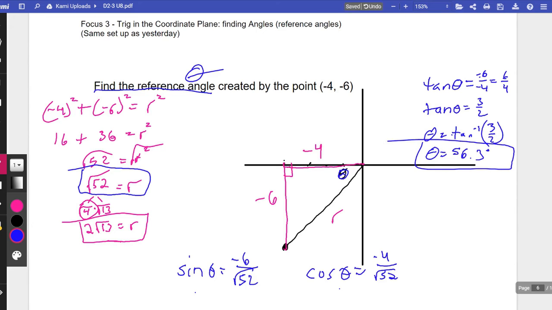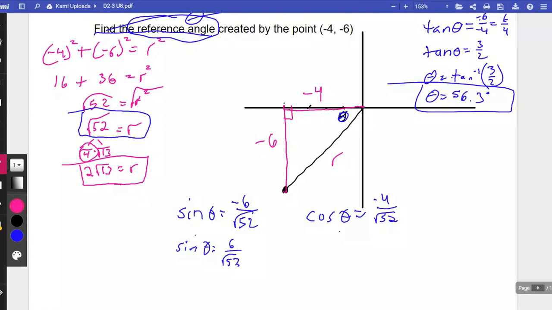In Focus 3, it may ask you to find sine and cosine, but technically, if you're just finding the reference angle, it wouldn't matter. We could just use tangent. Once we plot this thing, I have the opposite and the adjacent, so I could just use tangent. Everything's the exact same. We still set up the triangle.